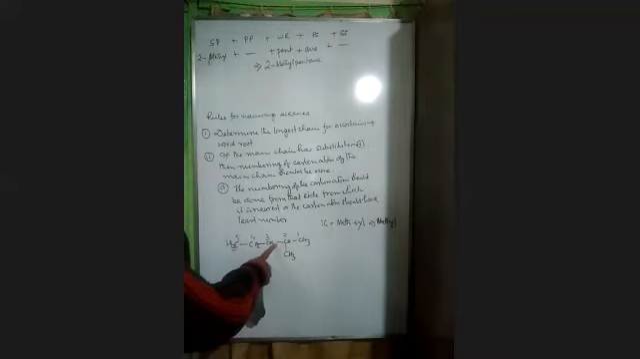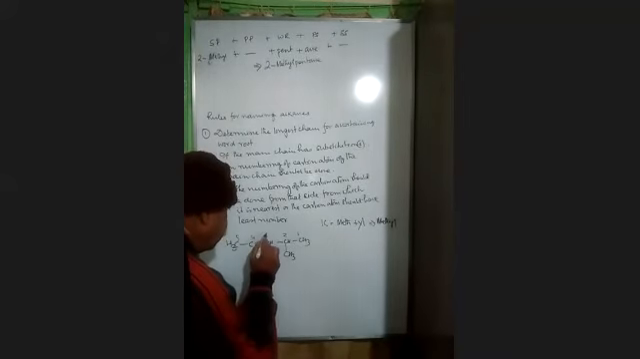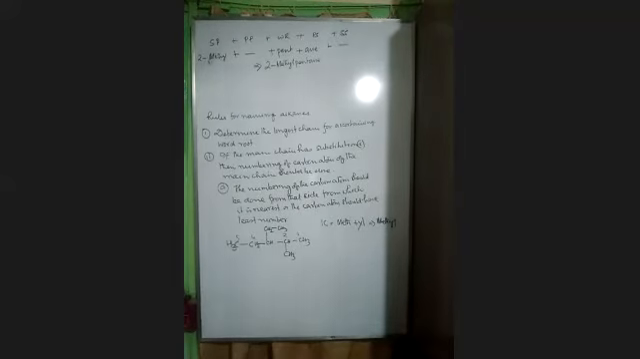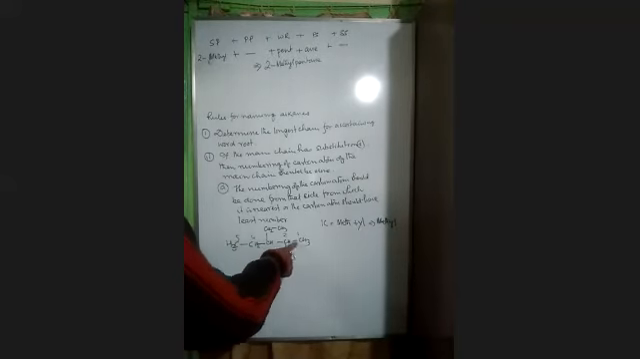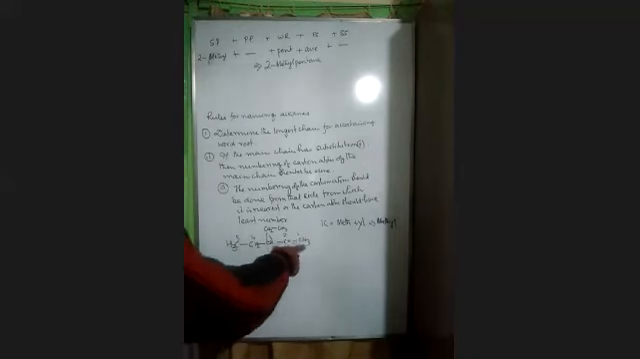Now suppose it contains one more substitution, CH2, CH3. So 1, 2, 3. 1, 2. So we have to number it from right hand side. 1, 2, 3. So it starts here. If I start from left hand side, it is 3. So again, numbering has to be done from right hand side.